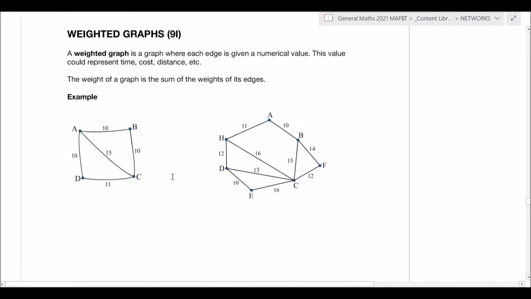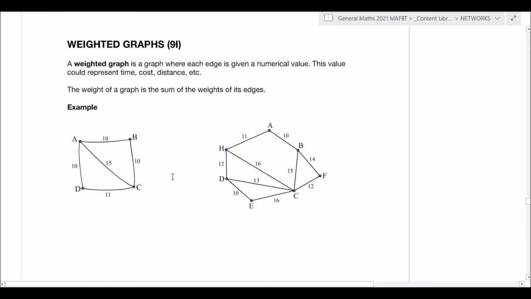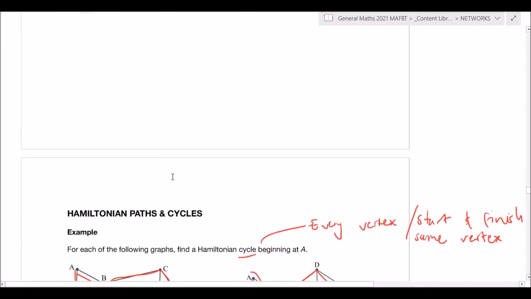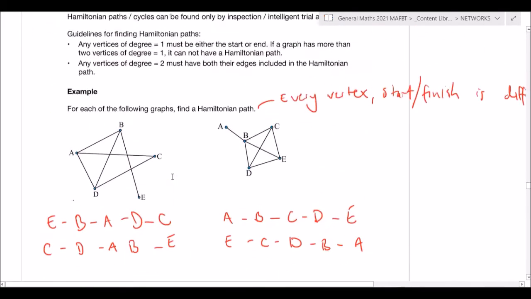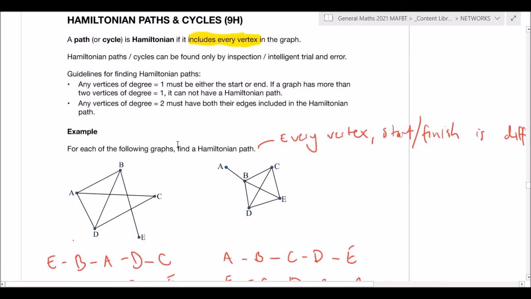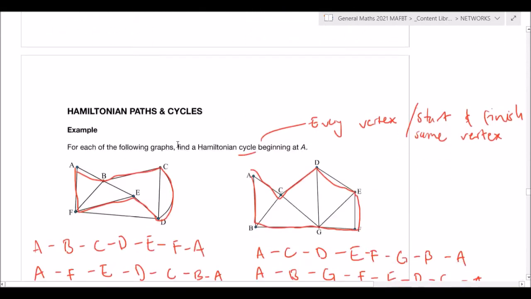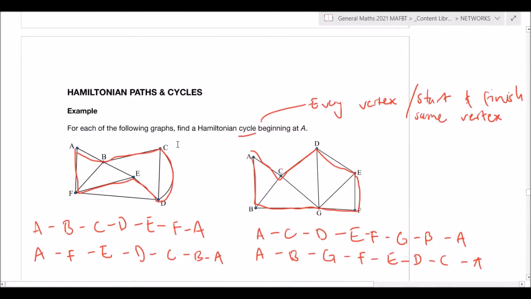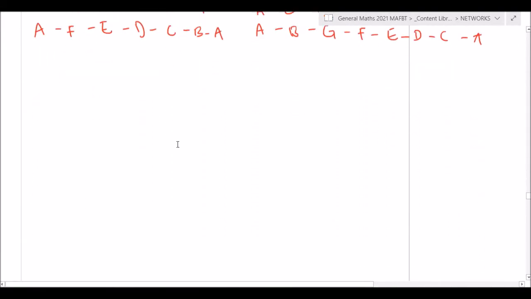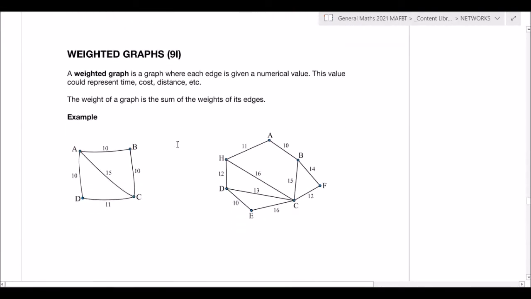Alright guys, welcome to the next chapter of our networks unit, which is now chapter 9i on weighted graphs. The previous lesson we looked at Hamiltonian paths and cycles, so go ahead and watch that. That will help you understand more concepts about what we've been doing in networks. Now weighted graphs is the next chapter, and it's slightly different to the other sort of networks that we've been doing. So let's get into it.